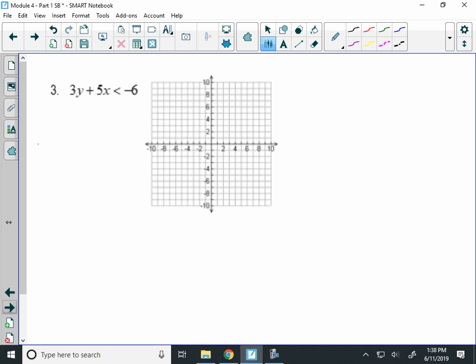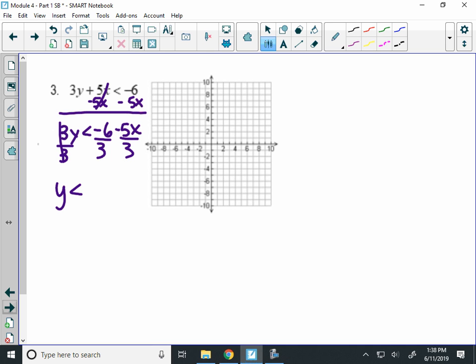Finally, number 3. I just solve for y. I'm going to subtract 5x. I'll have 3y is less than -6 minus 5x. And then divide everything by 3. My equation is y is less than -2 minus 5/3 x. So my y-intercept is -2, and the slope is down 5, right 3.